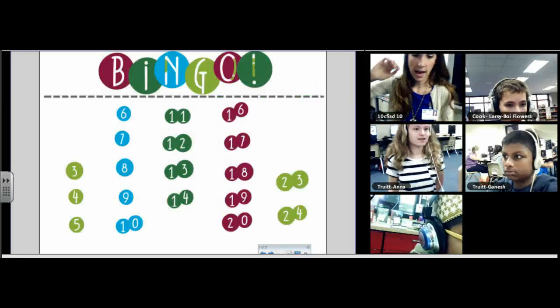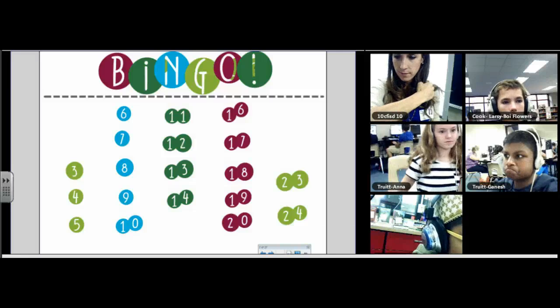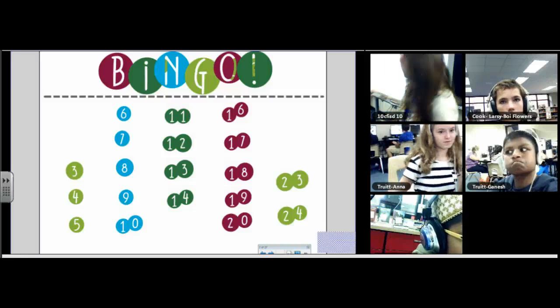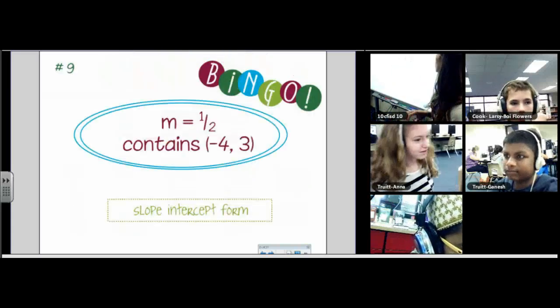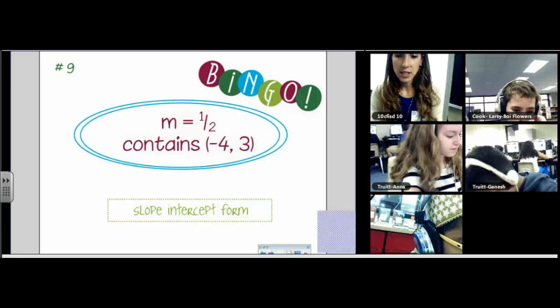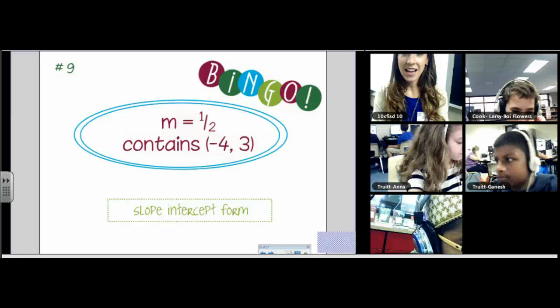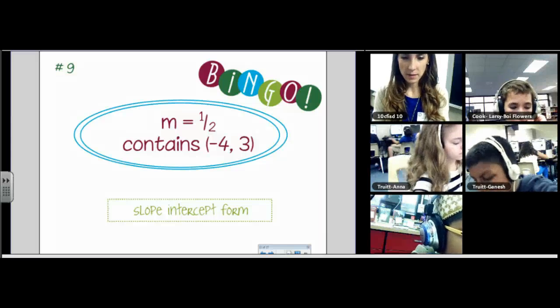Relina, which one would you like? Nine. Okay, I want you to write the equation of the line that has a slope of 1/2. It contains negative 4/3, and it needs to be in slope-intercept form. So everyone work on this one, please.